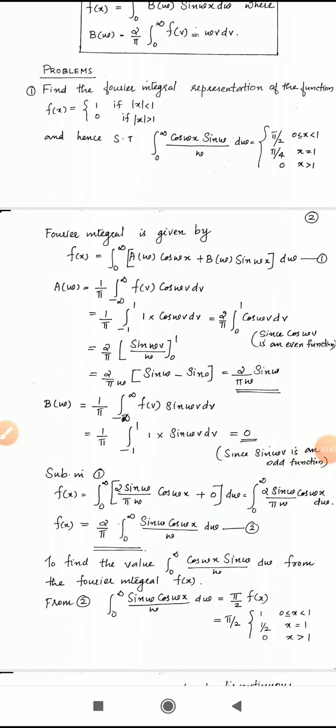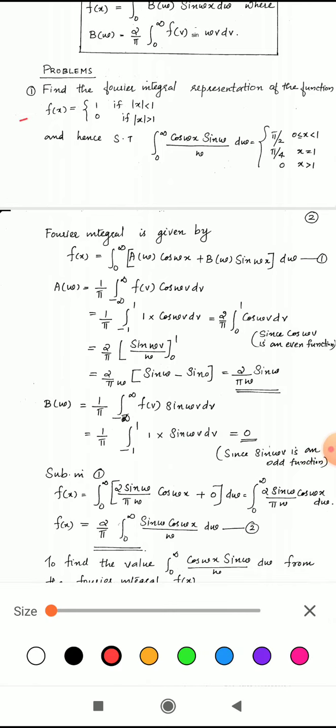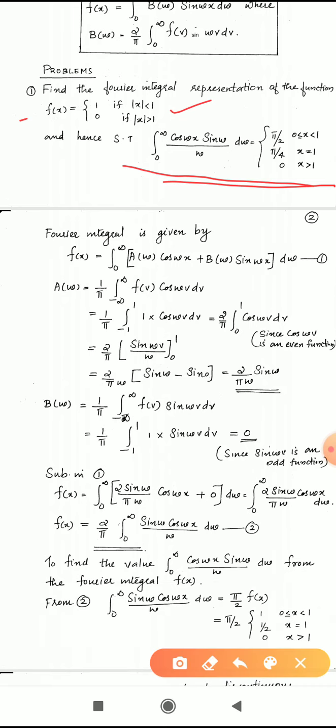Next, consider the problem. Find the Fourier integral representation of the function f of x is equal to 1 if mod x less than 1, 0 if mod x greater than 1. And hence show that integral 0 to infinity cos omega x sin omega by omega d omega is equal to pi by 2 for 0 less than or equal to x less than 1, pi by 4 when x equal to 1, 0 when x greater than 1. So here first we have to find the Fourier integral representation of the function f of x, and hence we have to show this.